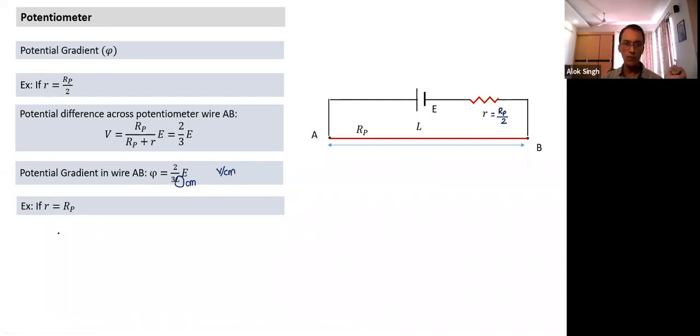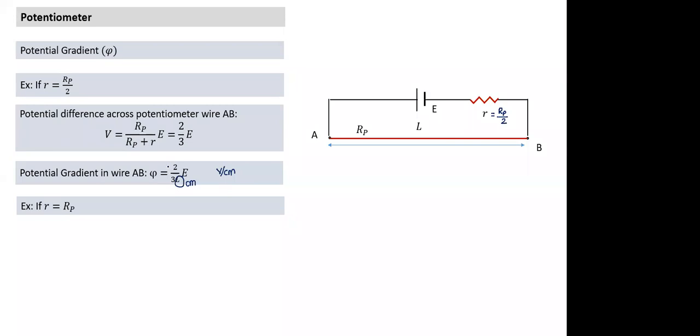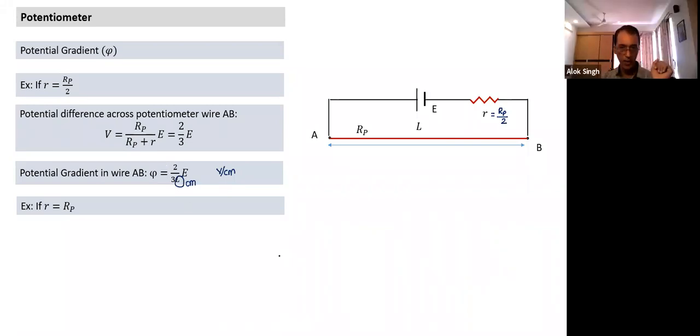Similarly, can you tell me what the potential gradient will be if R is equal to Rp? If the resistance is increased, earlier it was Rp by 2, we have doubled this resistance. We made it equal to the resistance of the potentiometer wire. In the previous case, the potential gradient was 2E by 3L. What would be the new potential gradient? All of you calculate. Let me ask some of you.